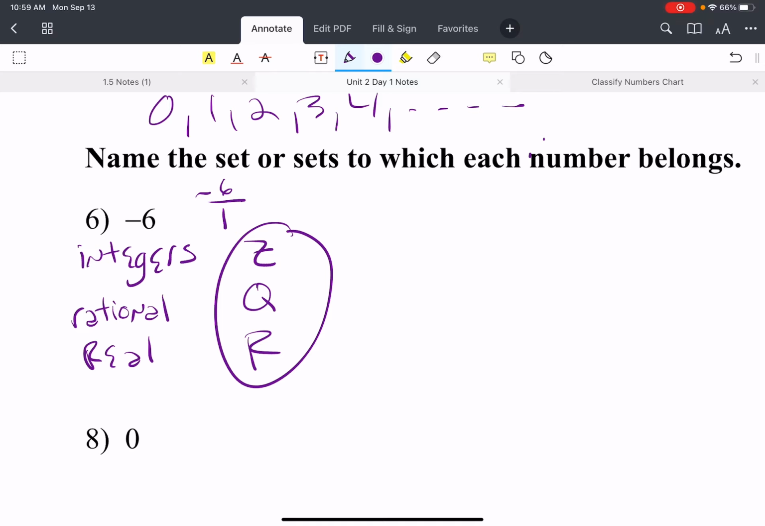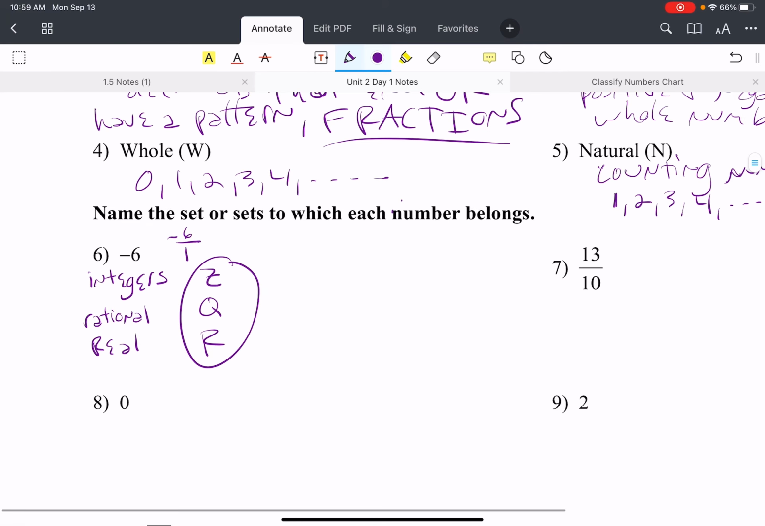We doing okay? Let's do 1 or 2 more together, and then I'll have you try some with your neighbors, okay? 13/10. That's a real number. Yep. So instead of writing out real, I'm lazy, I'm going to put an R. So you can use the letters that are on your Venn diagram. Is that a rational number? Yes. Yep. So it's also Q.